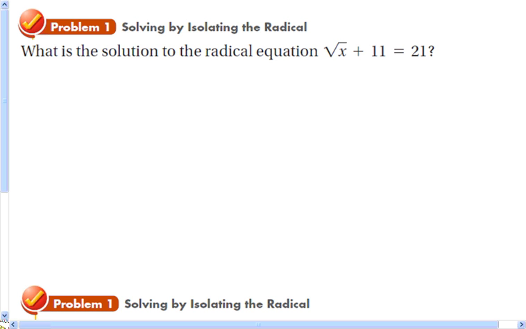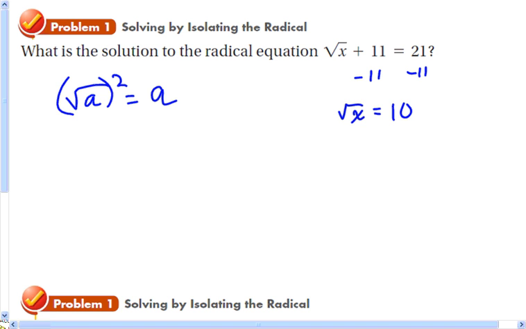So one way we can solve radical equations is to isolate the radical, and then we're going to use the idea that if you have any square root like this, a principal square root, and you square it, you get the radicand. So let's start by subtracting 11 from both sides. Then we get the square root of x is equal to 10. Then we're going to square both sides. And we get x is equal to 100.